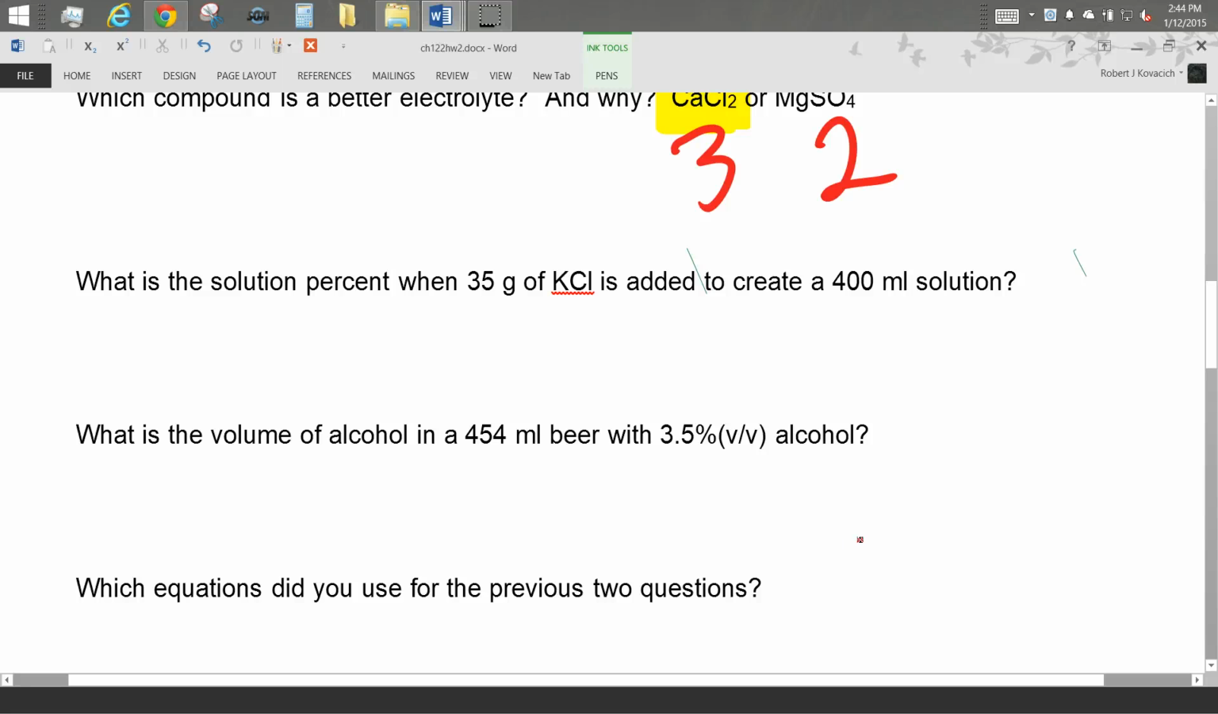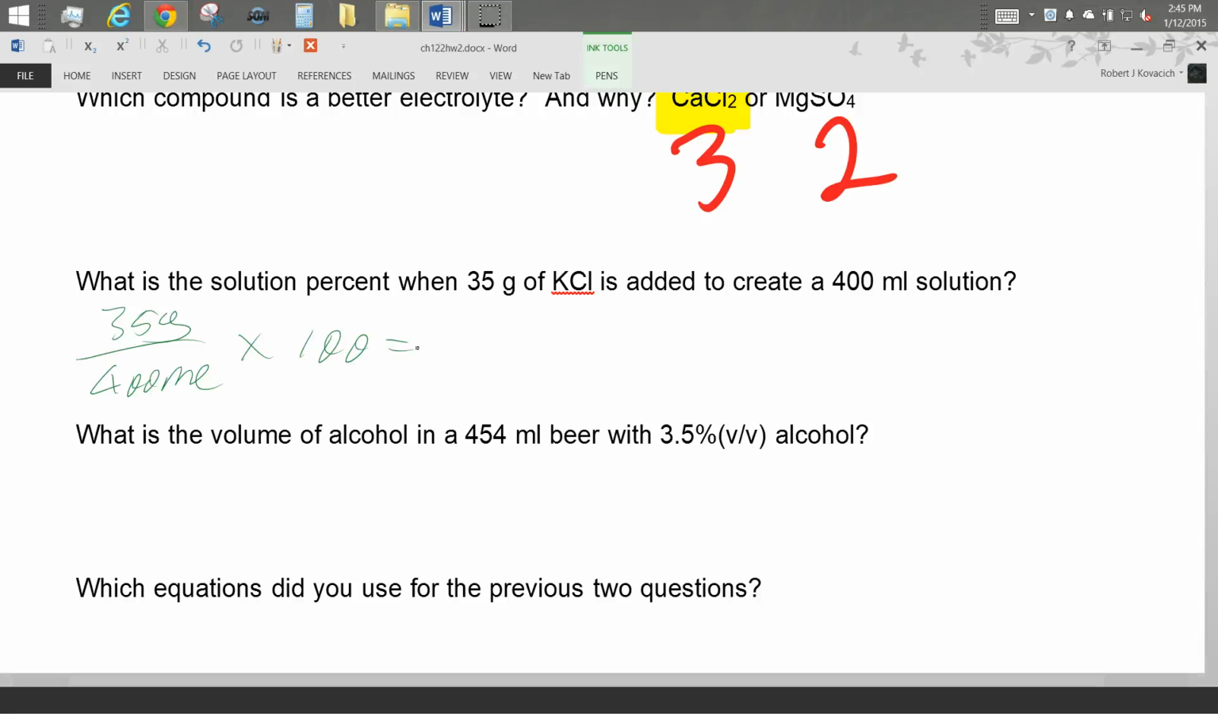All right, so let's see, what do we got here? What's the percent? Okay, so I've got 35 grams, and I've got 400 milliliters. I'm going to multiply this by 100, so 3,500 divided by 400, I get 8.75%.